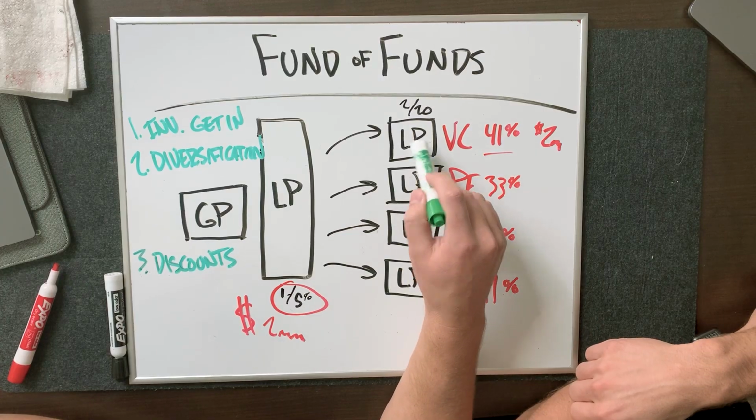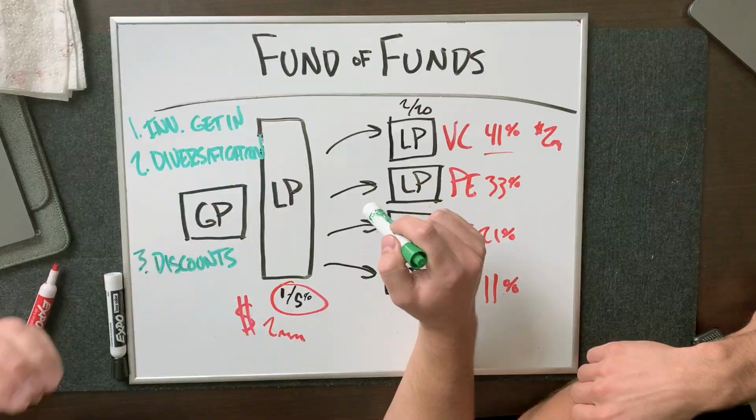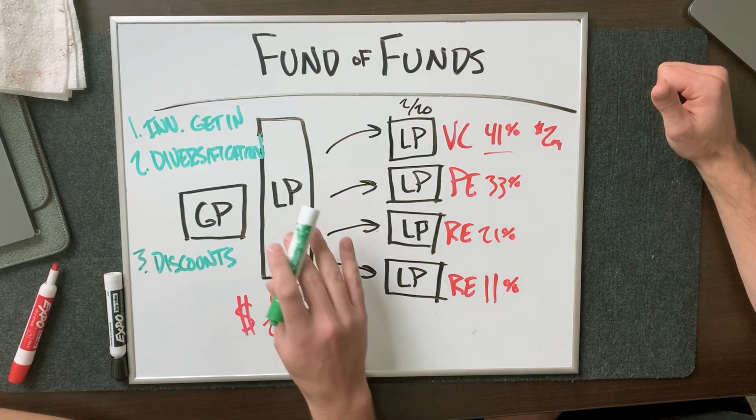So let's say this fund knows you, they can count on a $25 million investment every time they start a new fund, right? You're definitely going to have some benefits there. These relationships are important for a fund of funds manager.